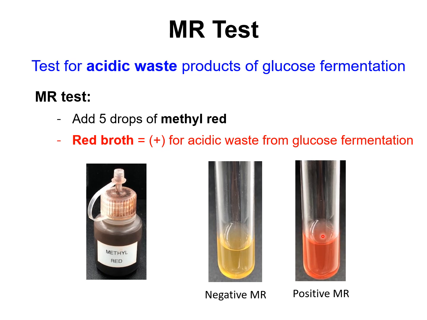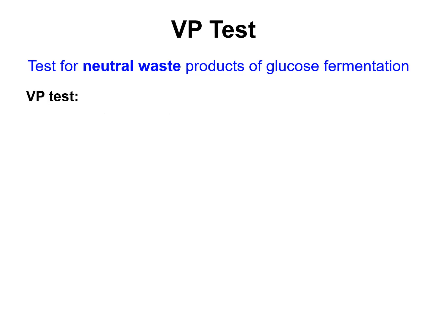Okay, so when the whole entire broth turns red, that means again that your bacteria is producing that acidic waste from fermenting the glucose. Now, for the VP test, what we're trying to figure out is if your bacteria is producing a neutral waste from fermenting glucose.